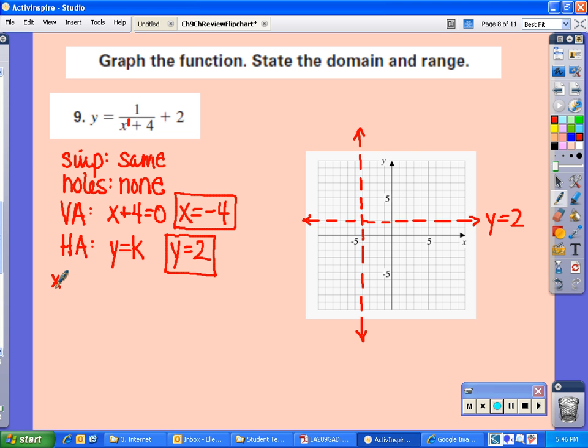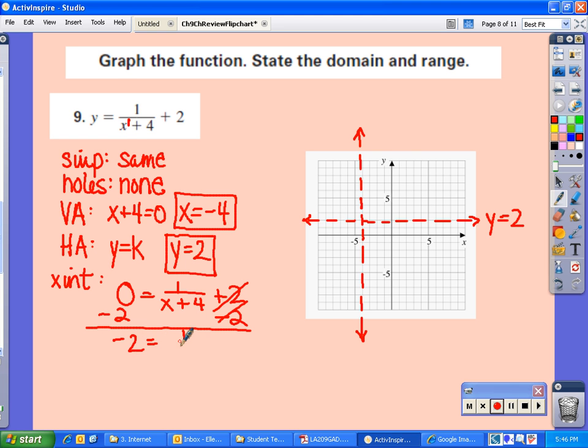Next, we're going to find our intercepts. Our x-intercept occurs where y equals 0. Set 0 equal to y, and let's solve this equation. We'll need to subtract 2 from both sides. -2 equals 1 over x plus 4.